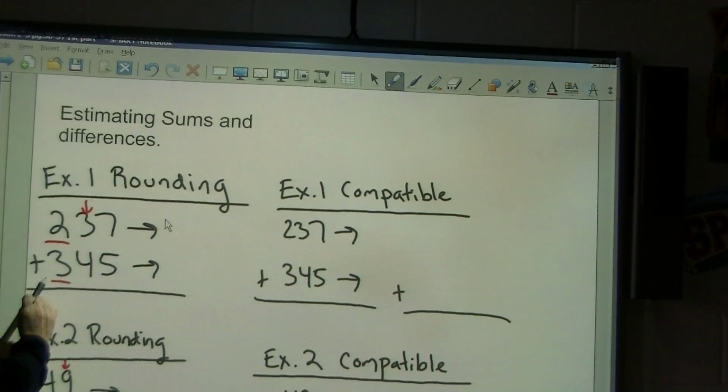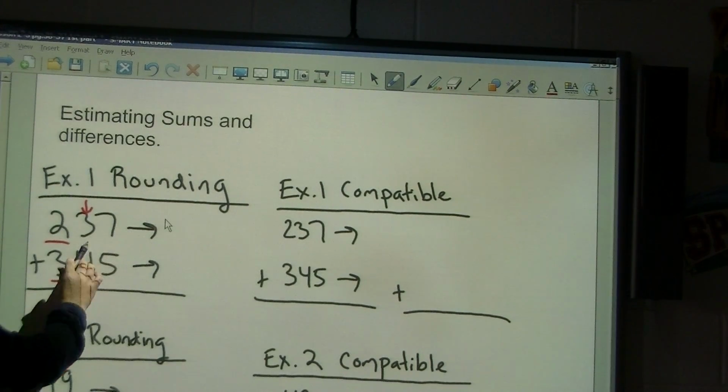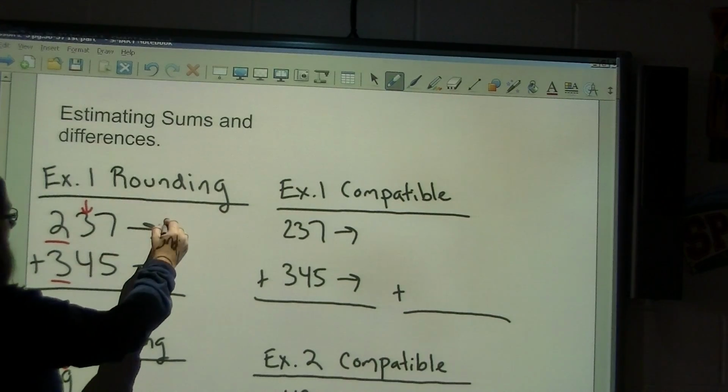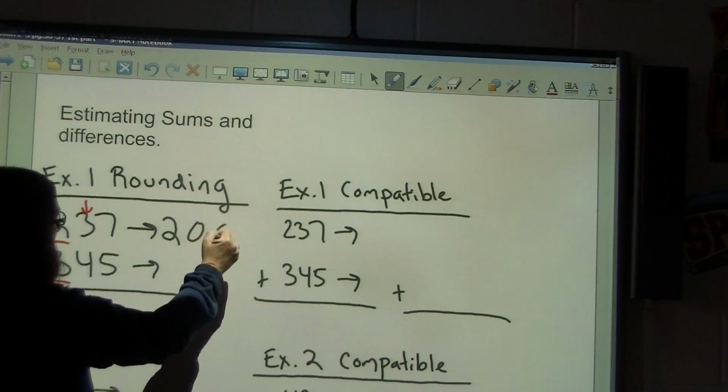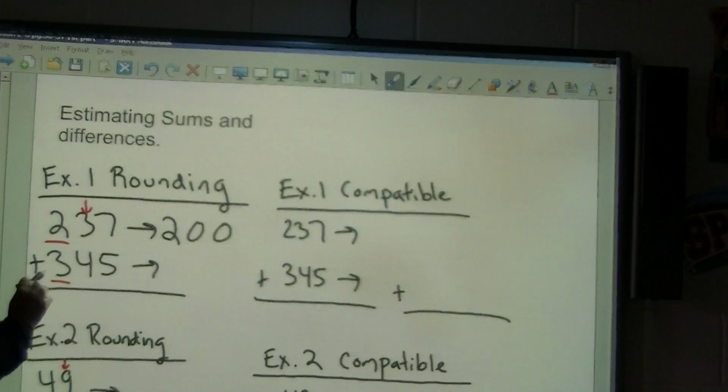And here you will see the 2 and the 3 is underlined because the hundreds is the greatest place. Now 3 will tell me which way to round. If I have a 3, which way do I round? Yes, technically down, which means that 2 stays the same. So 237 gets rounded to 200.